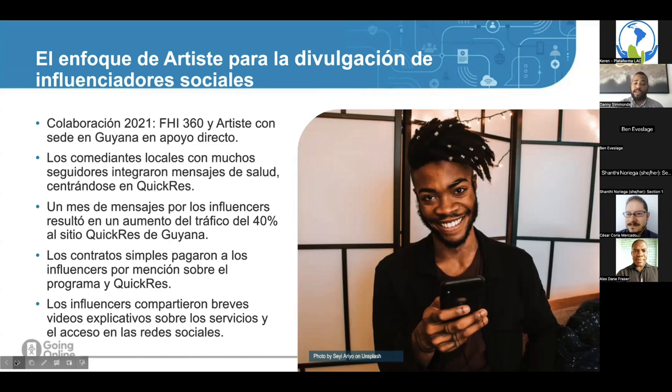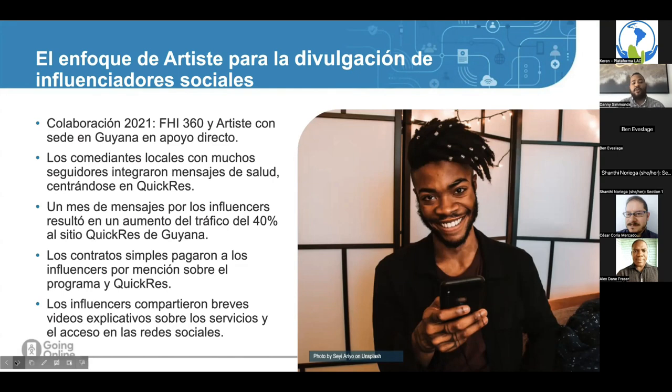Following 1 month of engagement, traffic to Guyana's QuickRes site surged by 40%. So just a month after engaging influencers, who are these people with a large following and influence online, the number of people going to the site to make reservations for appointments increased by 40%.